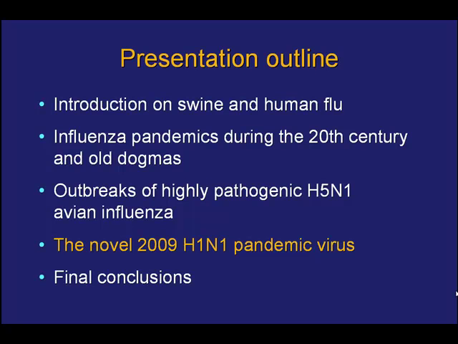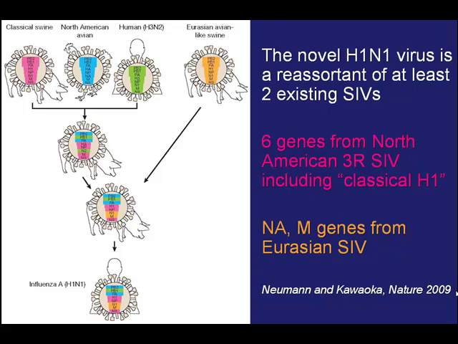So, one of the most interesting events in the history of influenza has been the emergence of the novel 2009 H1N1 pandemic virus in the spring of this year. And it's almost certain that this virus is a reassortant between two existing swine influenza viruses. The triple reassortant swine viruses from North America have donated 6 genes, including a classical H1 hemagglutinin, and the neuraminidase and matrix genes come from the avian-like H1N1 viruses in Europe.